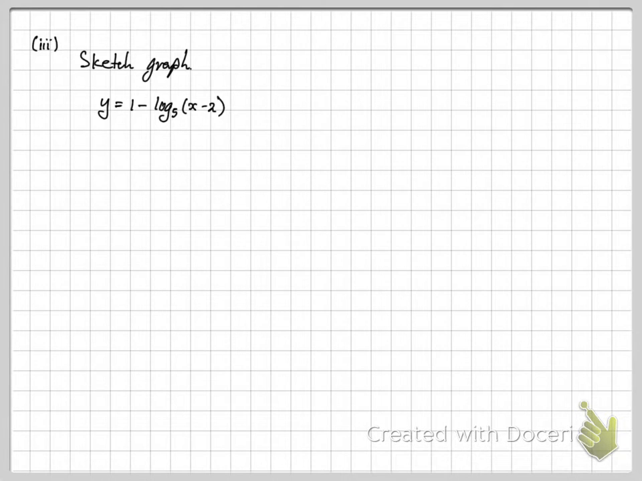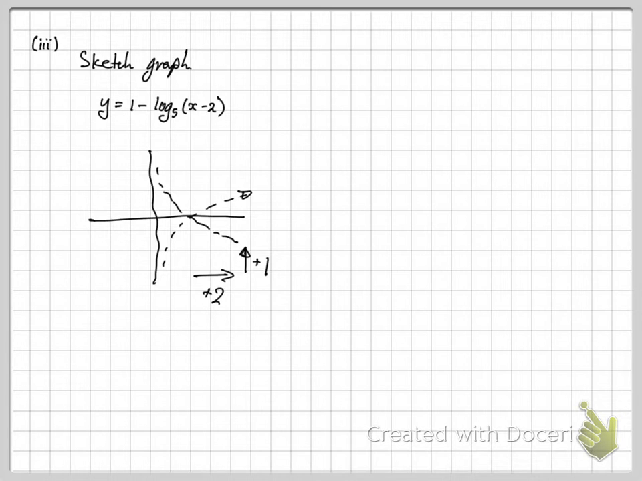Alright, we've got to sketch this one. Now let's just quickly have a look at what is happening to this. The normal log graph would go like that. This one's got a translation 2 units to the right and a vertical translation of 1 unit up, but it's also got a negative in front of it, which means it's reflected in the x-axis. So our normal graph then would have looked like that, but moving it 2 units to the right and 1 unit up, it should be going to be something like that.